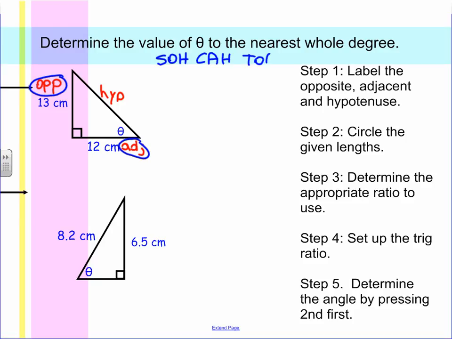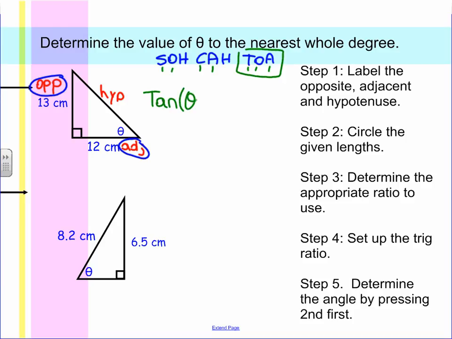I always check off my first letter in each. And then I check off my opposites, because I circled my opposite. And I check off my adjacents. Once I do that, one of them should have 3 checks. That tells you which ratio you need to use. In this case, we need to use tangent ratio.